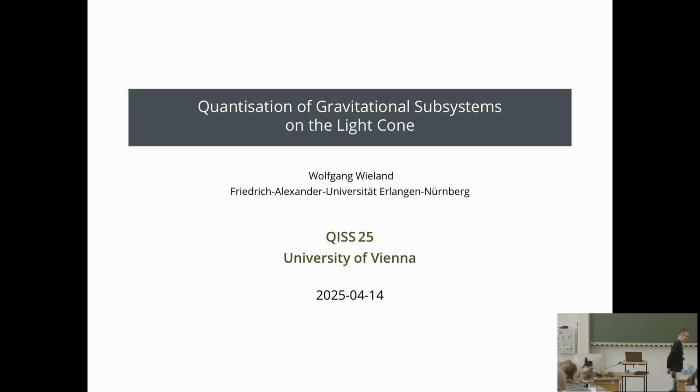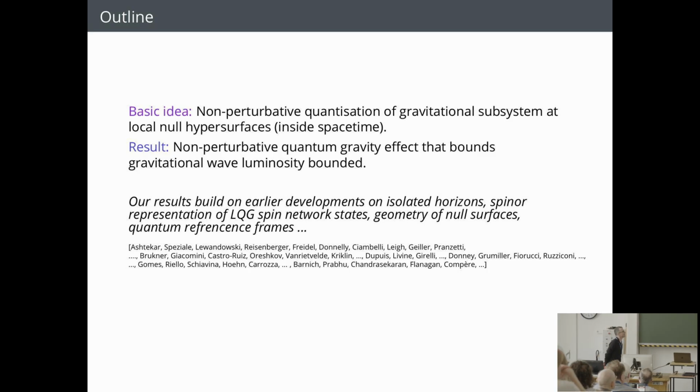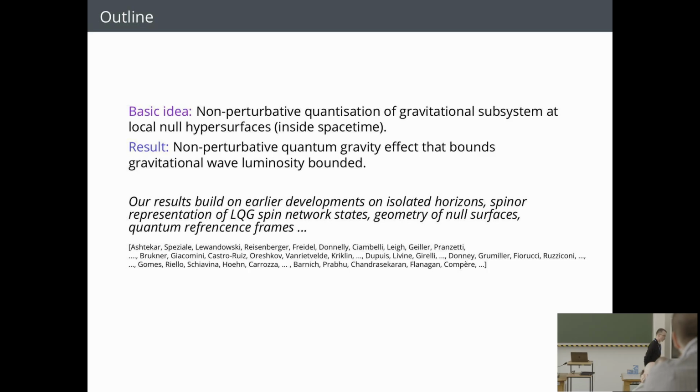So the basic idea is to utilize methods from quantum gravity to investigate gravitational subsystems on the null cone, on the light cone. And this is useful because on a light cone there's basically more structure available for us, structure that we can use in classical general relativity to understand physical observables such as radiation and power, so emitted power, the power that gravitational waves can carry.